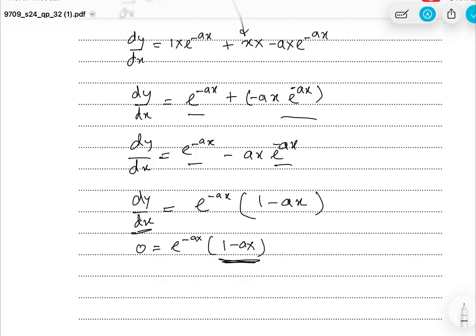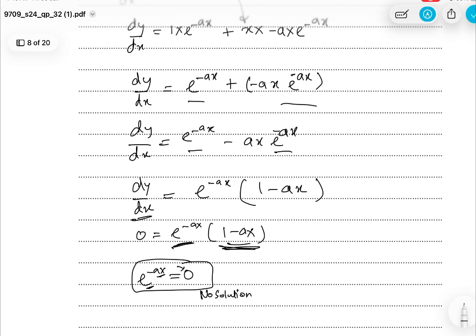First equate this equals to 0, and this also equals to 0. E to the power minus ax equals to 0. It will have no solution. How can a power to e exponential be 0? No, it has no solution. Now let's talk about this one. 1 minus ax equals to 0. Okay, so ax equals to 1 and x equals to 1 by a.